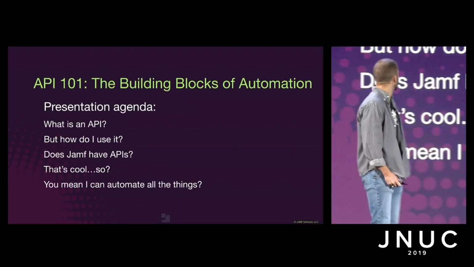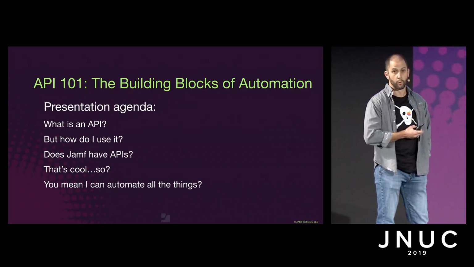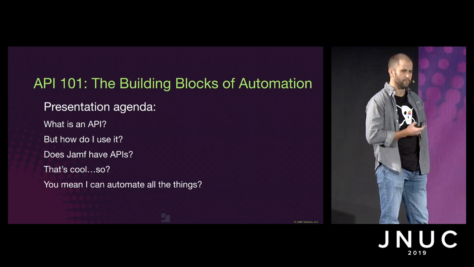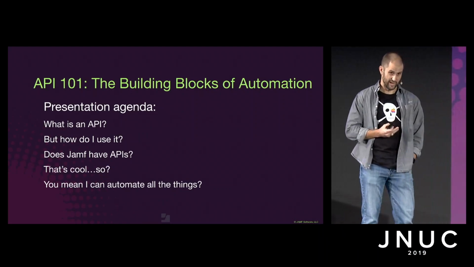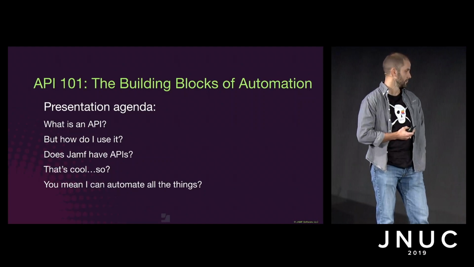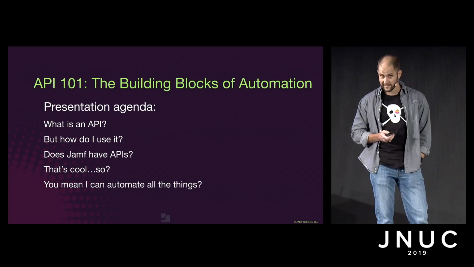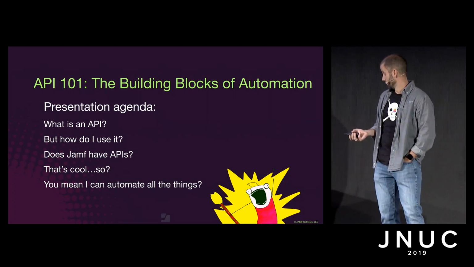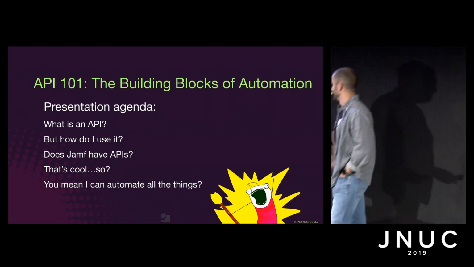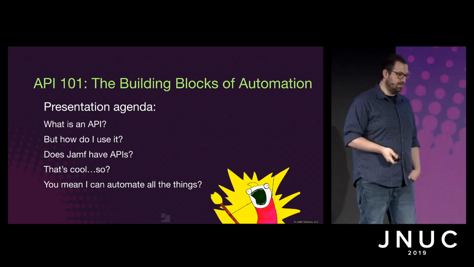From the top, we'll set off by answering these following questions. What is an API? But how do I use that API? Specifically, does Jamf have APIs? That's cool. So what do we do with it? And finally, you mean we can automate all the things? John? So yes, you can automate all the things, but first, those building blocks.